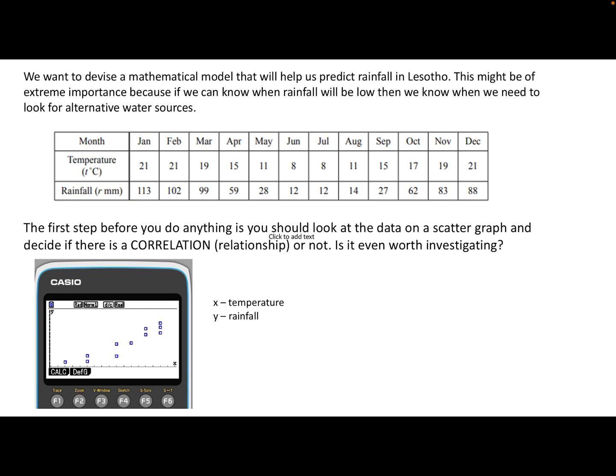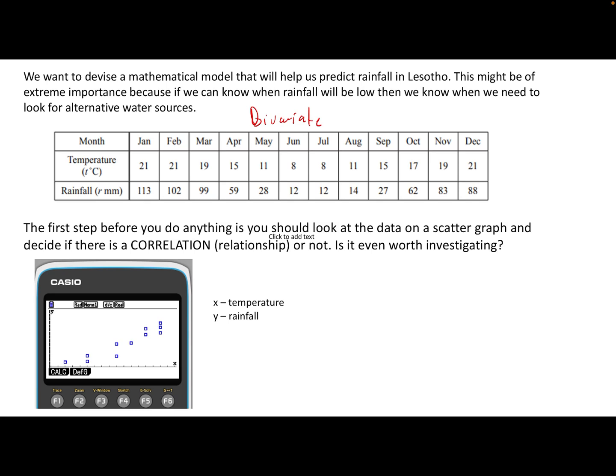Okay. And I've defined my variables. My x is my temperature and my y is my rainfall. So I've got two sets of data. This is why we call it bivariate data. Bivariate. Bi means two. We're looking at two sets of data and seeing is there a link between the two.